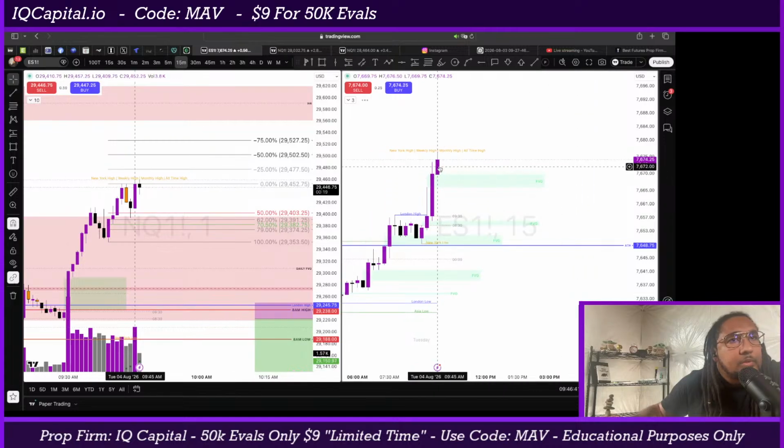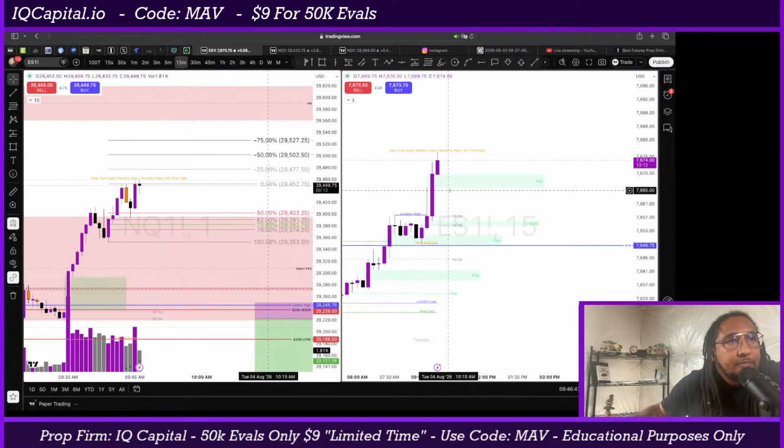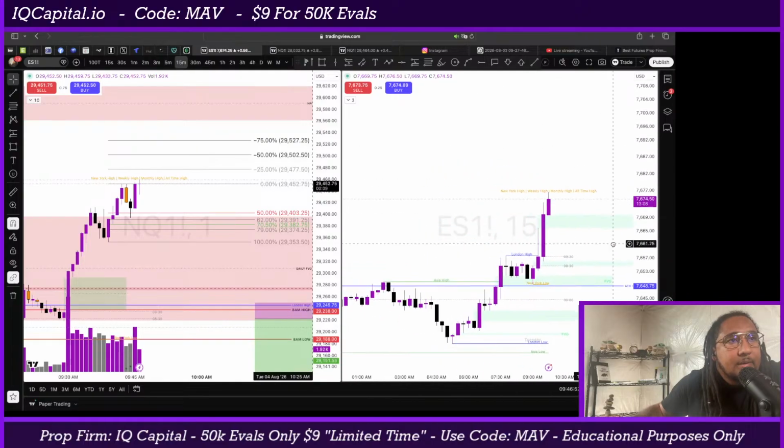We have no wick on this current 15-minute candle. So I'm looking for maybe a pullback in 15 with ES before continuing higher. But we'll see.